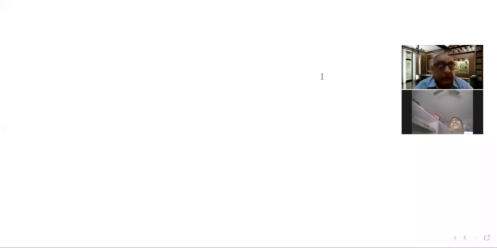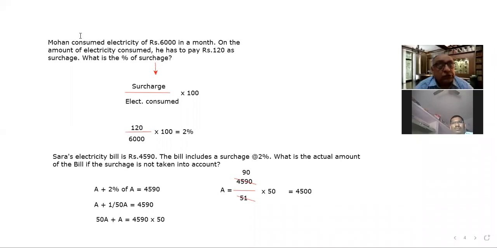Yes, beta, I am explaining, Harshita. The question is: Sarah's electricity bill is 4590. The bill includes a surcharge of 2%. This means the bill includes the electricity expenditure which you have actually consumed plus the 2% tax imposed by the government. What is the actual amount of the bill if the surcharge is not included, beta?